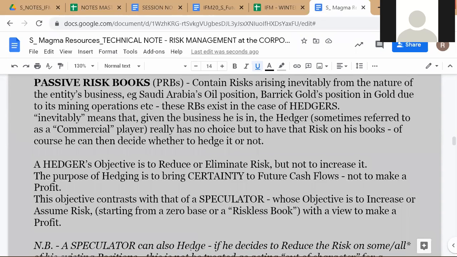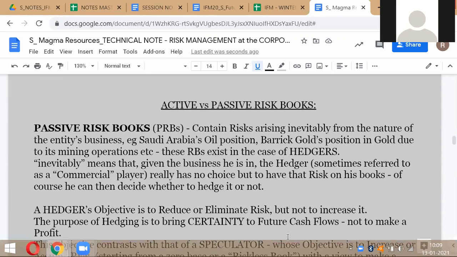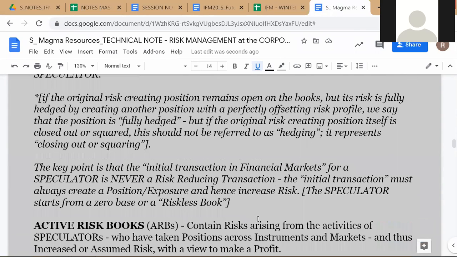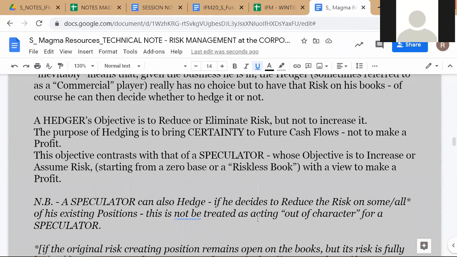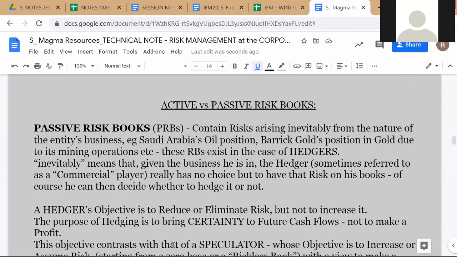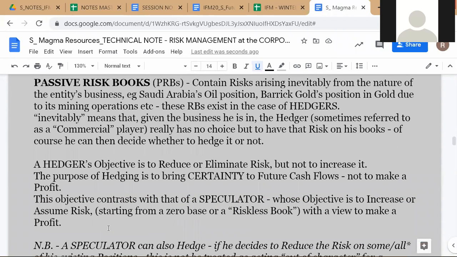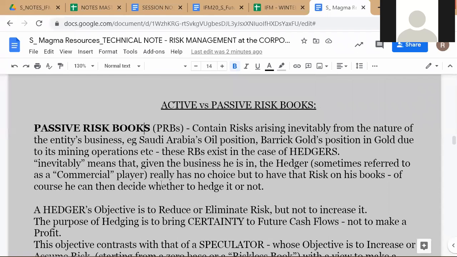So what we are saying here is, where is the active risk book? I have active above and passive risk book below. Let's decide on passive first. Generally a passive risk book is associated with a hedger. Remember that a hedger's objective is to reduce risk, not to increase it. So a passive risk book covers cases like the example I was discussing with you, India's exposure to the oil market. We ask the question of what is India's exposure to the oil market.